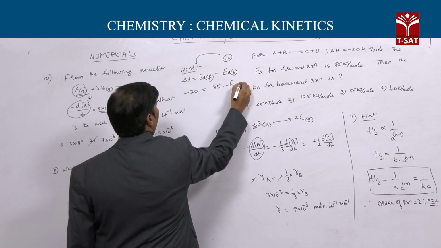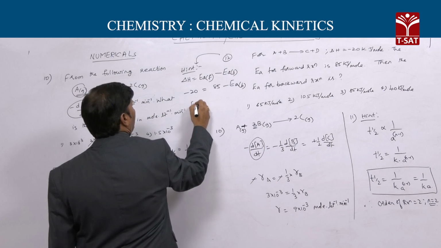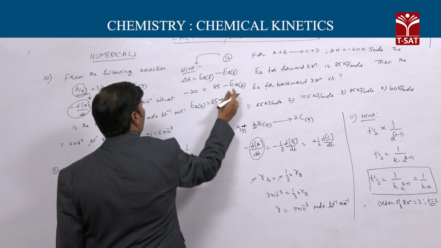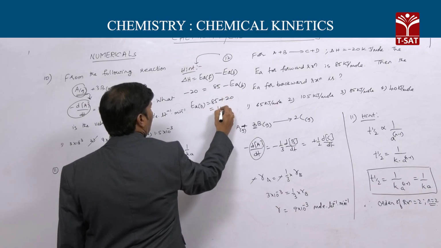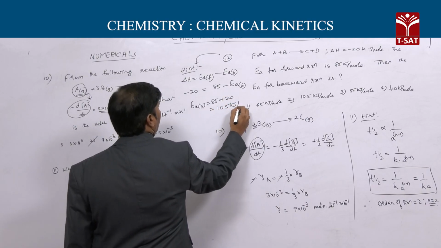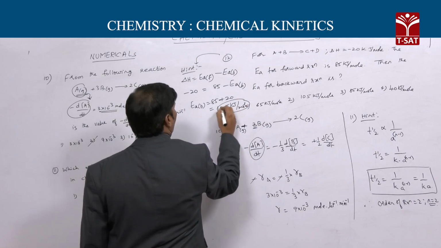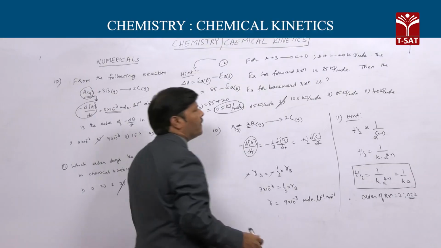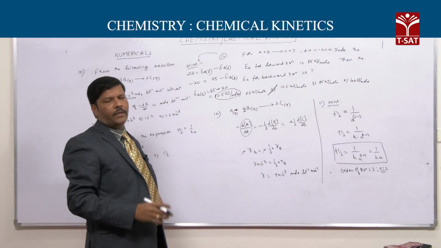So minus the activation energy of the backward reaction. The activation energy of the backward reaction is equal to 85, bringing minus 20 to the RHS side, plus 20. So this becomes 105 kilojoules per mole. Therefore, the answer is 105 kilojoules per mole. So go to the second option. The second option is correct.